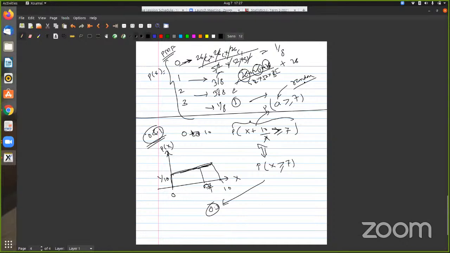Because we have learned, sir, that if P of a greater than or equal to 7, we can write it as 1 minus P of a less than or equal to 7. And if it is uniformly distributed, it will be equal to x only, whatever it is given.